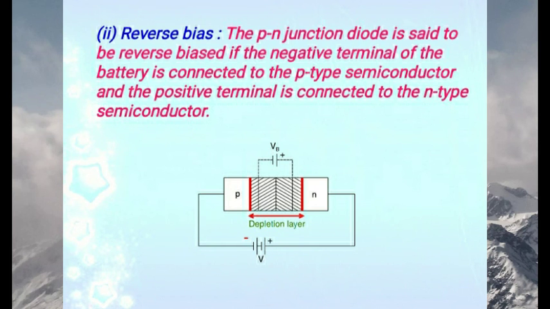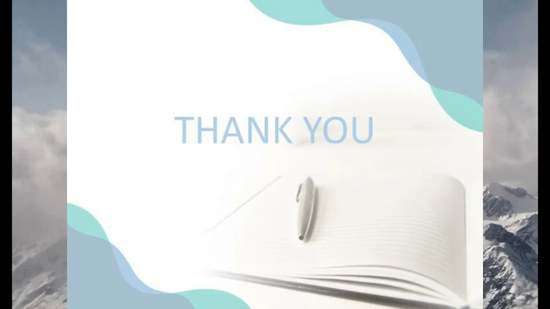Next is reverse bias. The PN junction diode is said to be reverse biased if the negative terminal of the battery is connected to the p-type semiconductor and the positive terminal is connected to the n-type semiconductor. In the p-type semiconductor the holes have positive charge, and the n-type semiconductor has electrons with negative charge. So the positive and negative charges are attracted equally, and therefore the depletion layer increases.